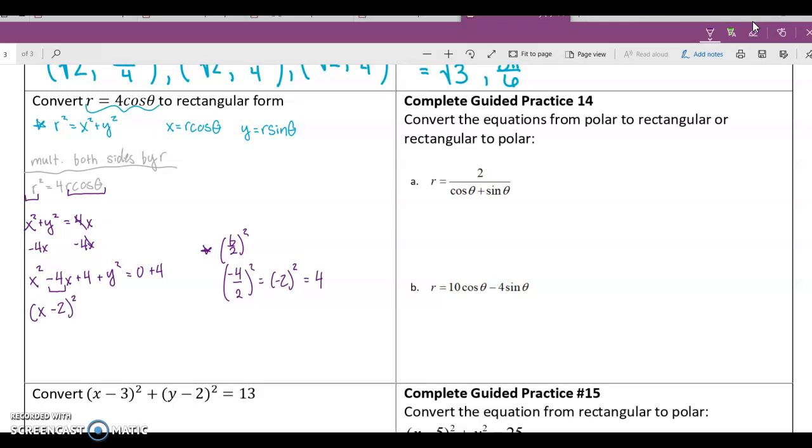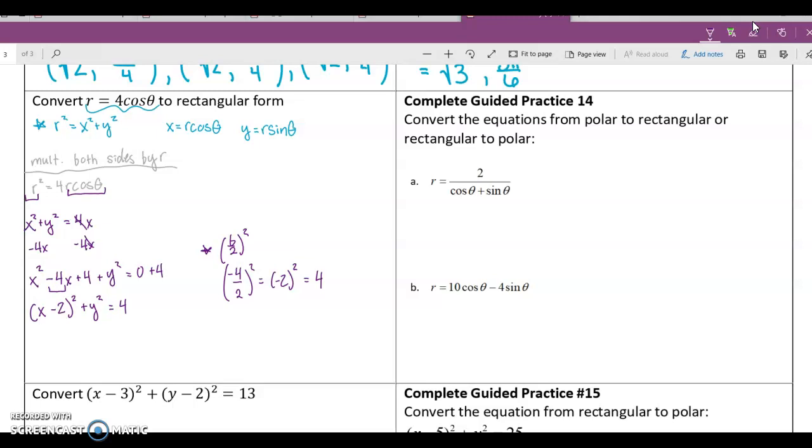If we were to FOIL out x minus 2 times x minus 2, we would have x squared minus 2x minus 2x, boom, minus 4x. And then -2 times -2, boom, plus 4. And then plus y squared, and that's all equal to 4.